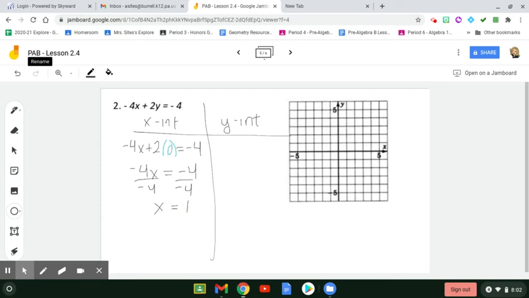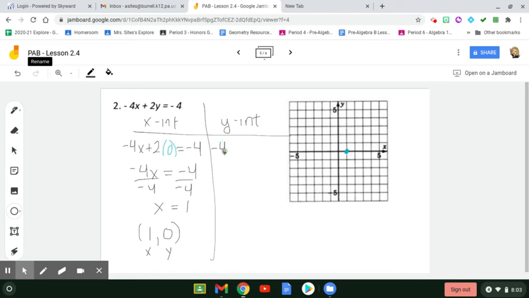So that means I have an x-intercept at 1, 0. So again, the x value was 1, the y value was 0. So I'm going to plot that ordered pair on the x-axis at 1, 0. Okay, now I'm going to do the same thing, except this time I'm plugging a 0 in for the x value because I want the y value left over.